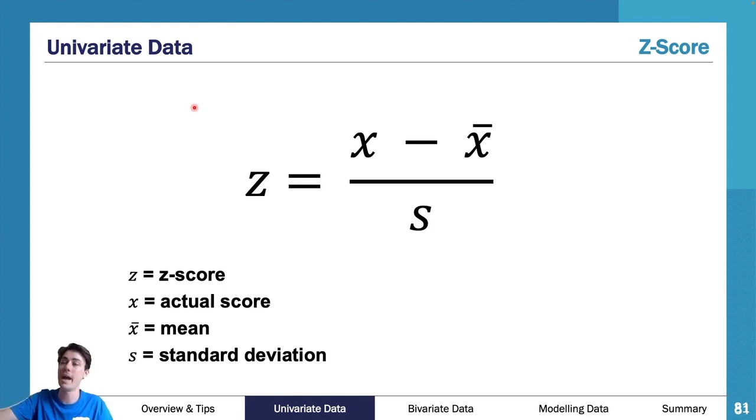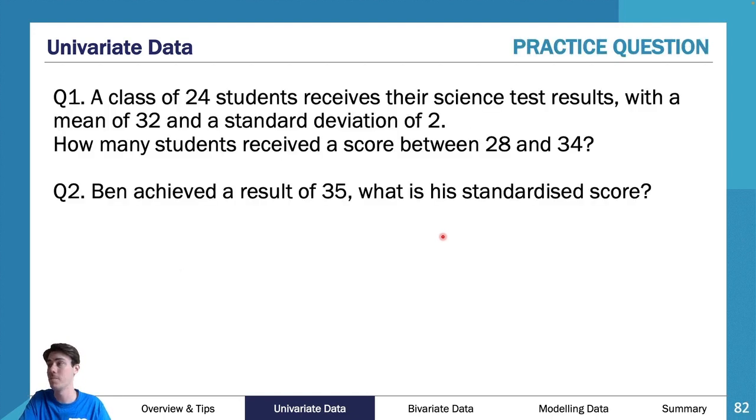So your actual score was 35, so my X would be 35. So I'd be putting X equals 35 in my calculator. Then I would go to my x bar. Now, x bar is your mean. So I do 35 take 32, so 3 would go on top. And then I go to my standard deviation, which is 2, so I put 2 underneath. So I put 3 over 2 in my calculator, and I'm going to get an answer of 1.5.